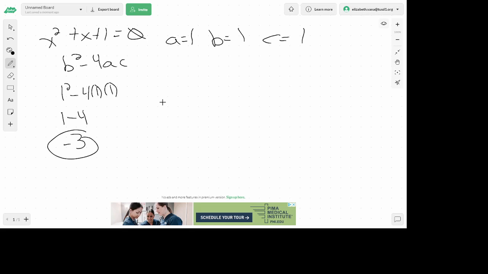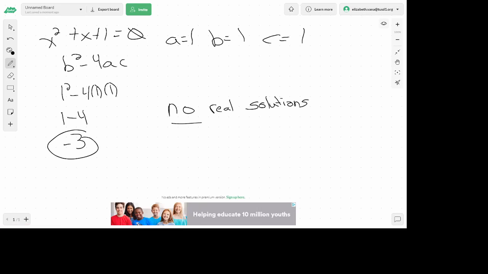So when my discriminant, b squared minus 4ac, equals a negative number, like here, negative 3, then we have no real solutions. There are no real solutions to this.